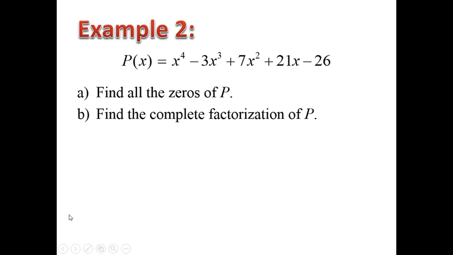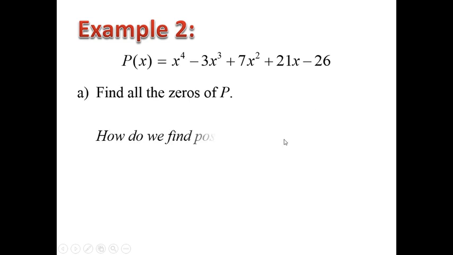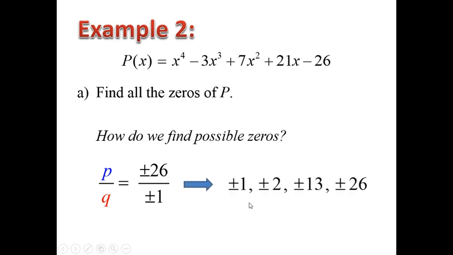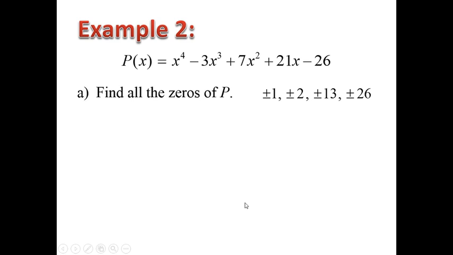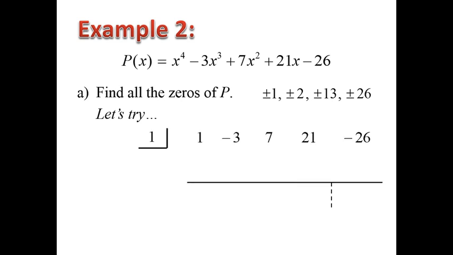And here's another example. So we do have 1, 2, 3, 4, 5 terms. It's a 4-degree pentanomial, so find all the zeros first. This one is non-factorable, so how do we find the zeros? We use the rational zero theorem. So we list the constant term, 26, over plus or minus 1. Listing all the possible factors of 26, we get plus or minus 1, plus or minus 2, plus or minus 13, and then plus or minus 26. And then we use synthetic division to find out which one is going to be the real divisor.